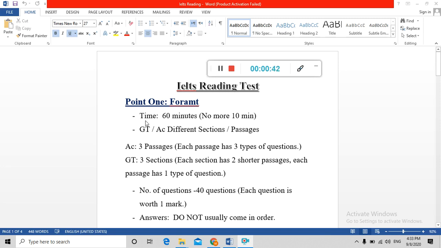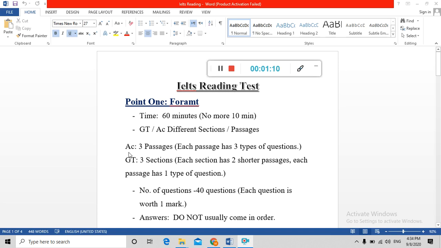The time for the IELTS reading test is 60 minutes. There will not be an extra 10 minutes to transfer your answers as in the paper-based test. There are two kinds, general training and academic. They will have different sections and passages.